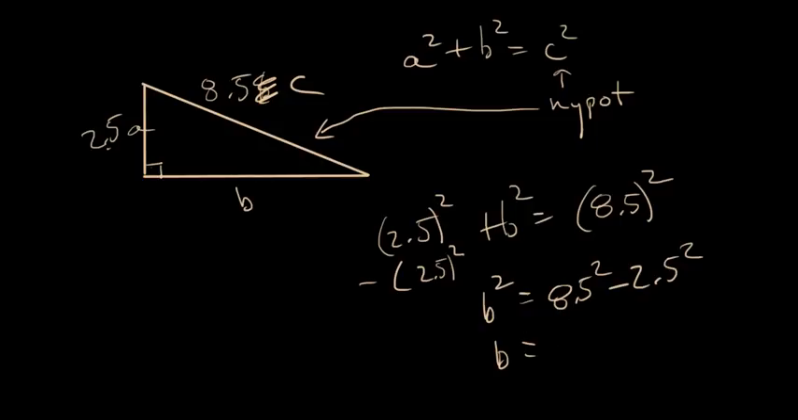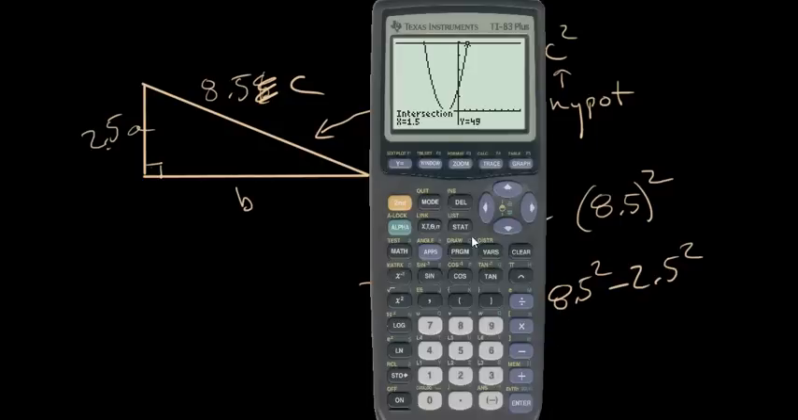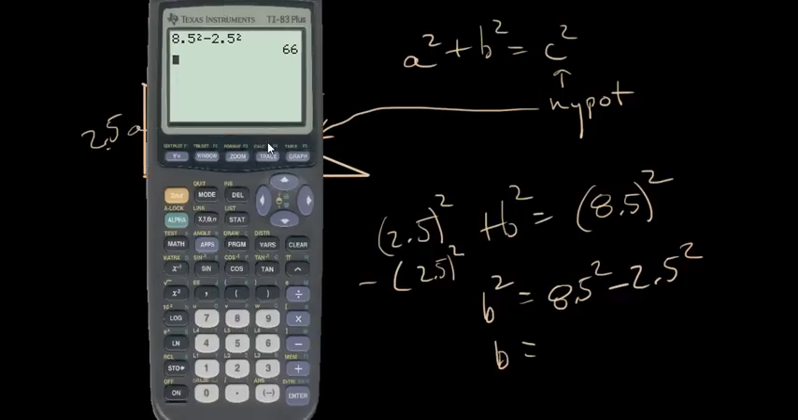So all I have to do is use my calculator to find this thing here, and 8.5 squared, go back to the, clear this, 8.5 squared minus 2.5 squared, and enter, and we have 66. Okay, but we have to find the square root of that. Okay, so the square root, actually I can do square root of what I had before.